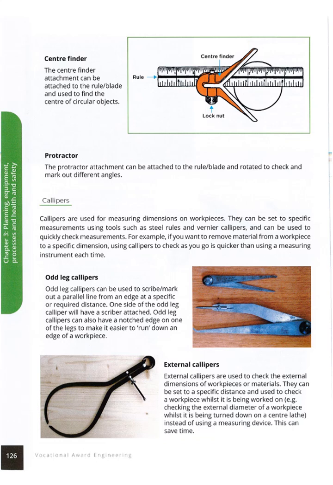One side of the odd leg caliper will have a scriber attached. The odd leg caliper can also have a notched edge on one of the legs to make it easier to run down an edge of a workpiece.